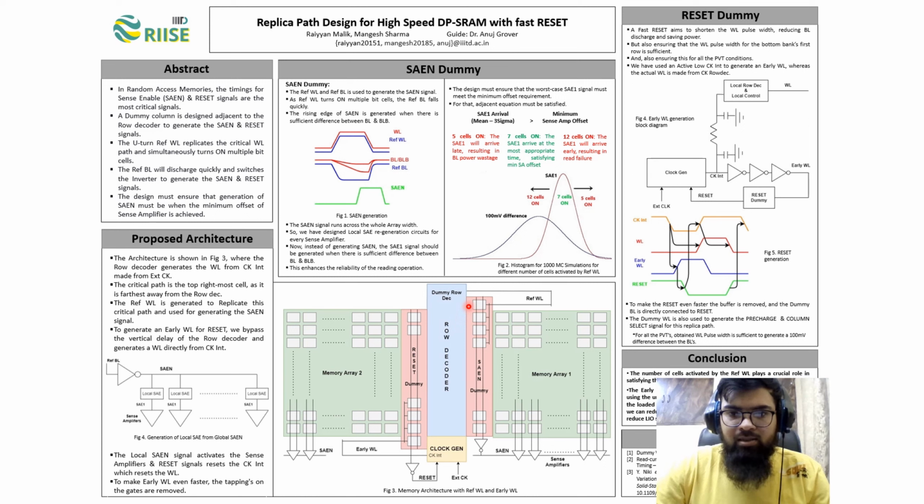Now we can see this reference word line activates multiple bit cells. Depending on the number of bit cells, we can have either power wastage or read failure. In our architecture, when 7 cells are activated, the local SAE arrives at the most appropriate time, satisfying the sense enable offset.